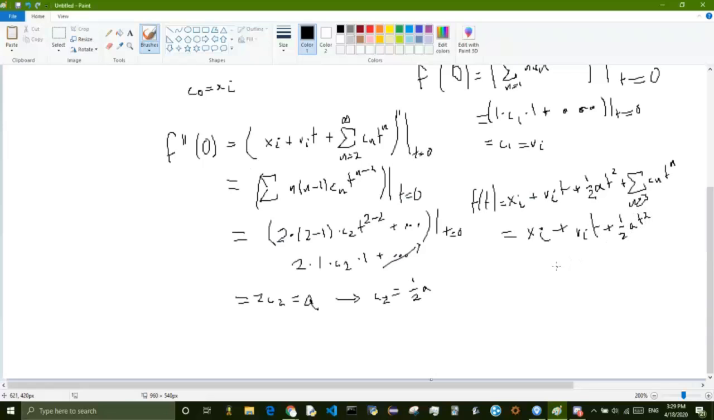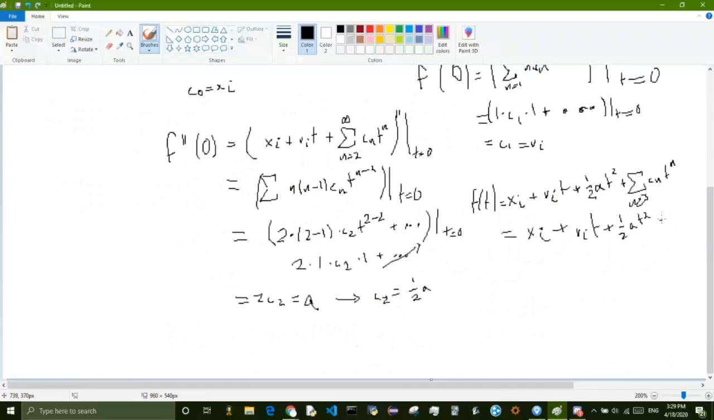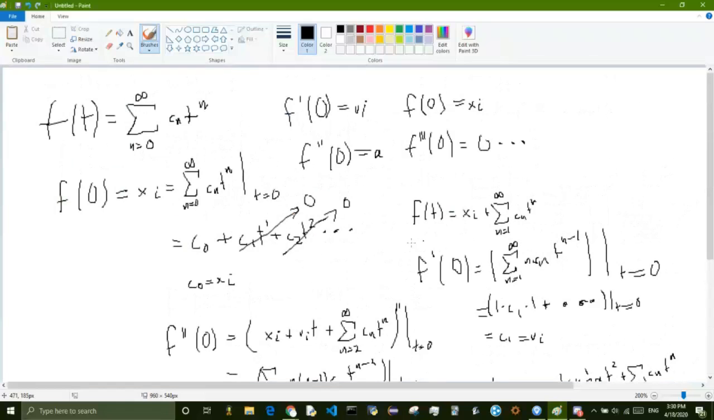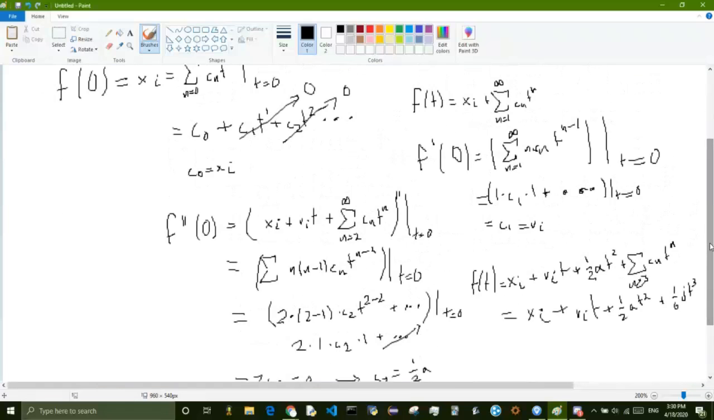And of course, you could keep going, right? You could say, okay, well, let's define f triple prime to be a constant jerk. And then you would get plus 1/6 j times t cubed. Right? And if I had a constant jounce, it would be 1/24 jounce t to the fourth. So that's where the kinematic equations come from. So it's just a Taylor series. That's crazy. Yeah, it is.